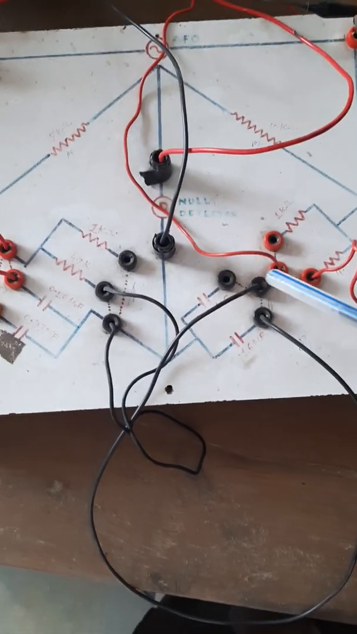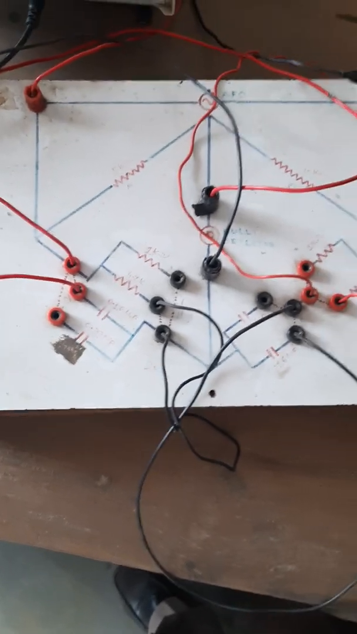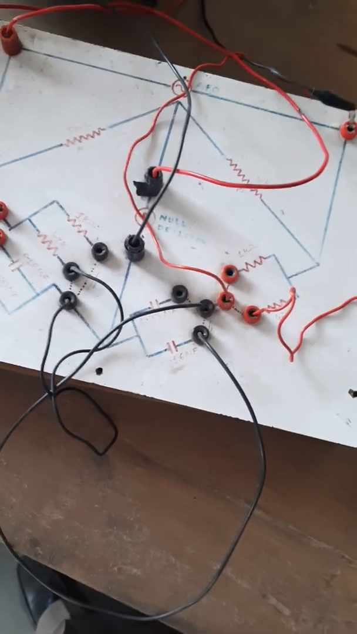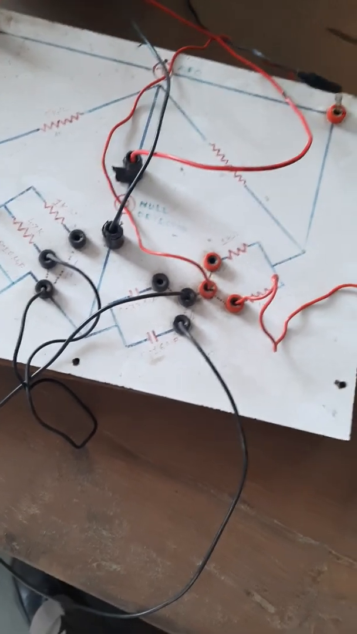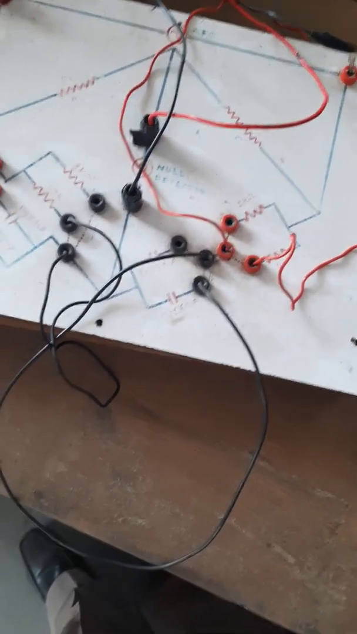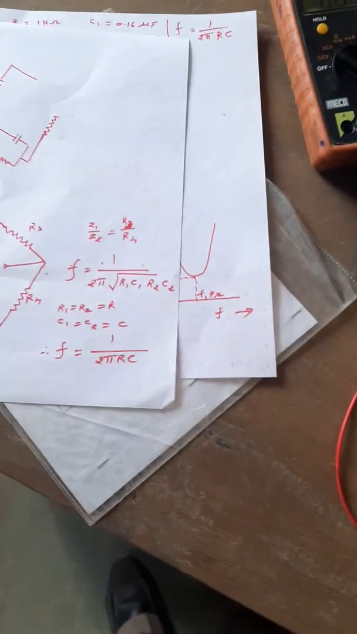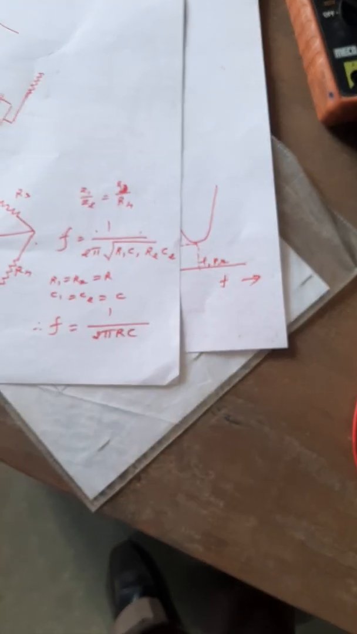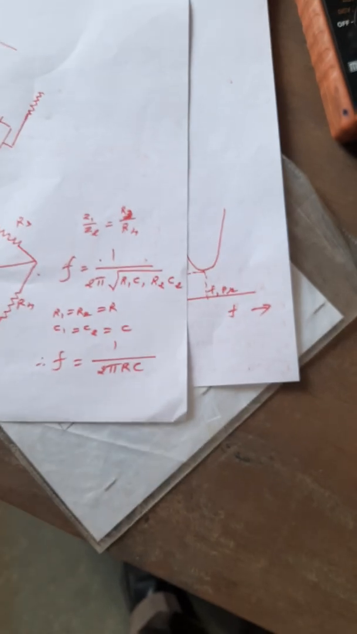We can also select different values, but then we have to use the equation 1 upon 2 pi under root R1 R2 C1 C2. If we select the same value of resistor, then we can use the equation 1 upon 2 pi RC, which makes the calculation simpler. That's why we are considering R1 and R2 equal, and C1 and C2 equal, during the experiment.